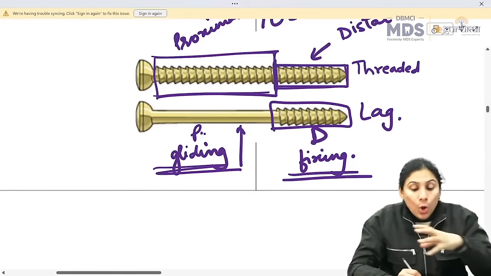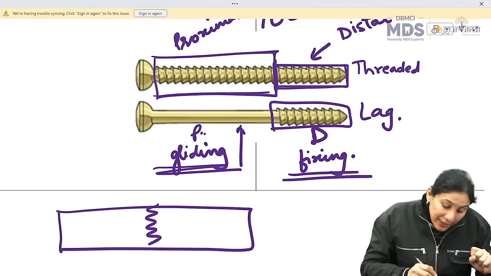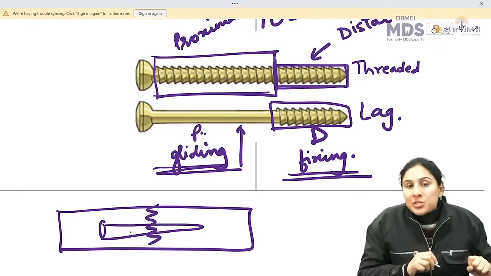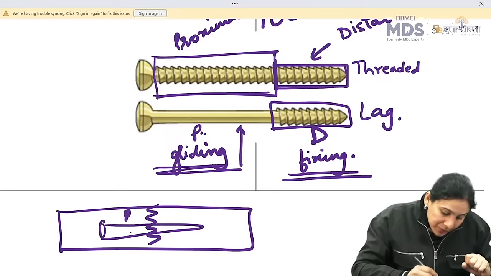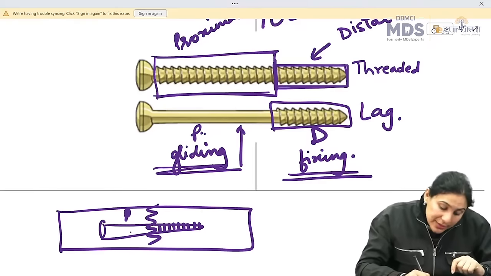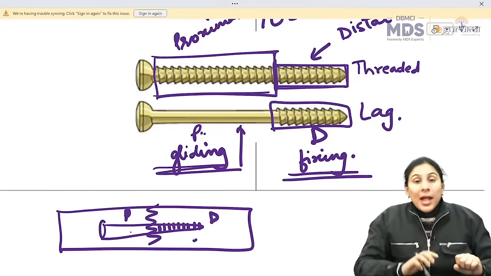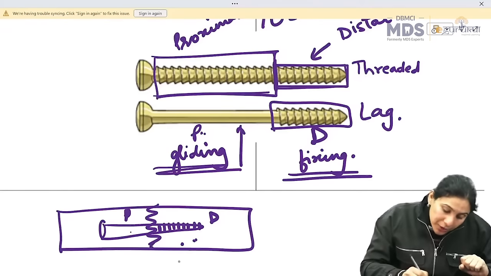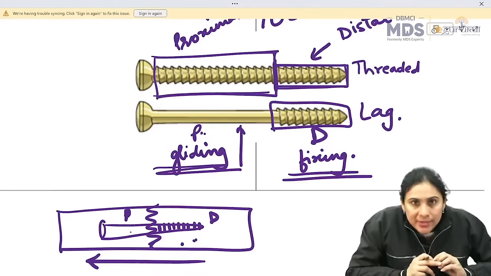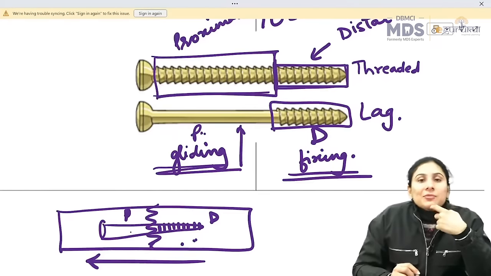That is why lag screw causes compression osteogenesis. So if this is my fracture and I am putting my lag screw like this, the proximal part will be without threads, and the distal part will have threads. So only the distal part of the screw will engage the bone. And as I tighten the screw, the distal part will be pulled towards the proximal part, causing compression osteogenesis, which is why we use two lag screws in fixation of oblique symphysis fractures.